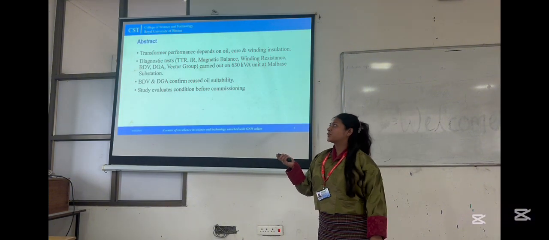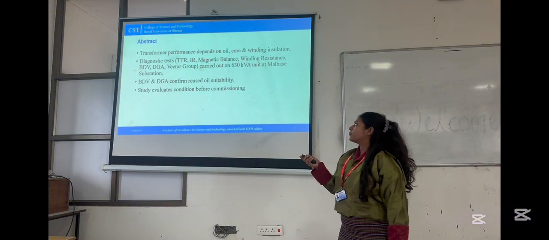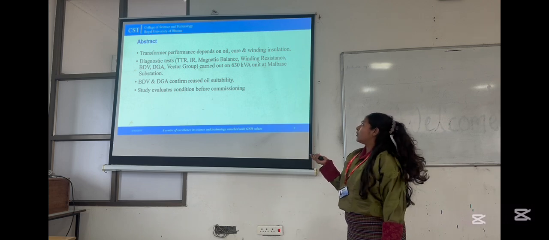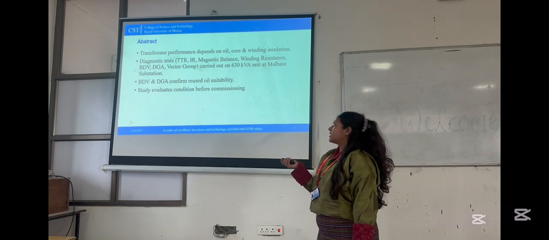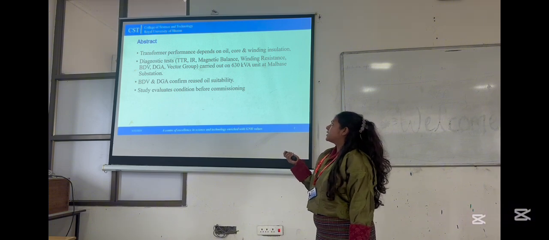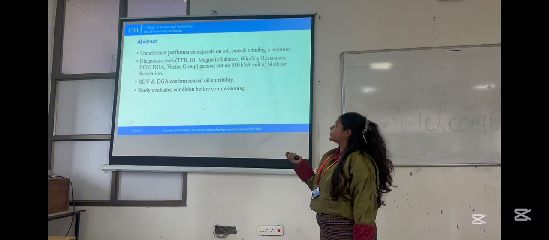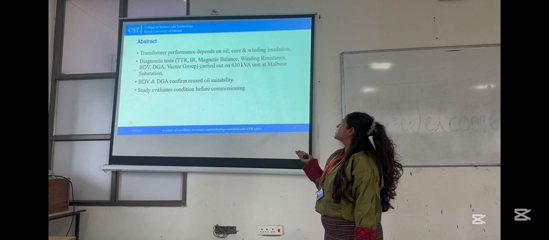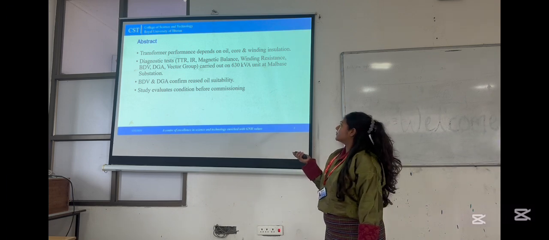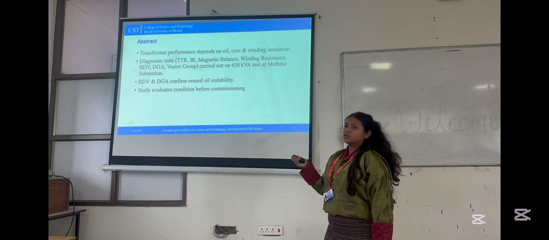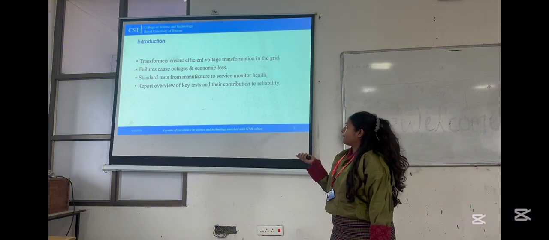To brief you all with the abstract, transformer performance is significantly controlled by several factors including oil insulation property, core insulation, and inter-transformer winding insulation. In order to qualify these insulation properties, all these types of tests must be conducted. This case study focuses on conducting several diagnosis tests.